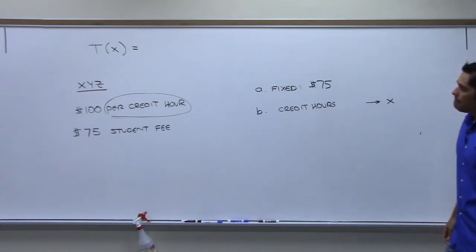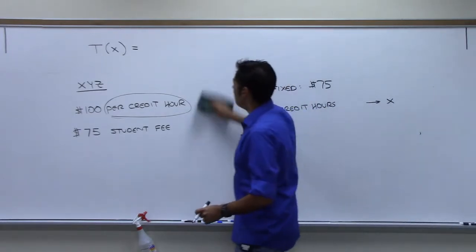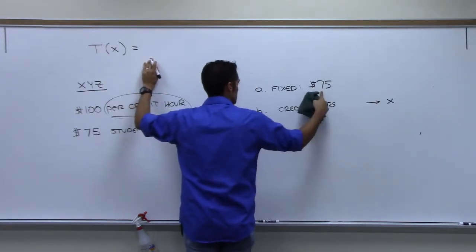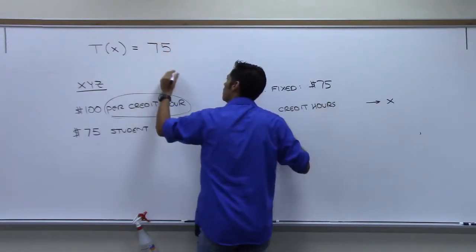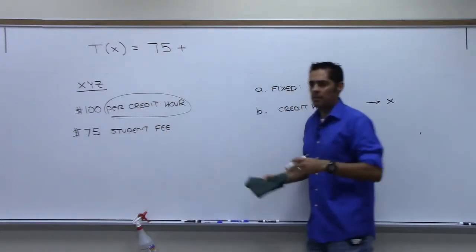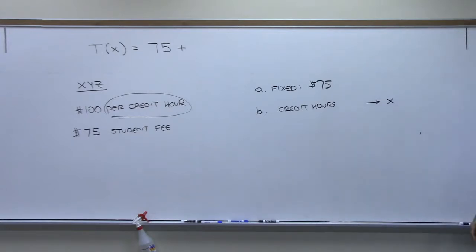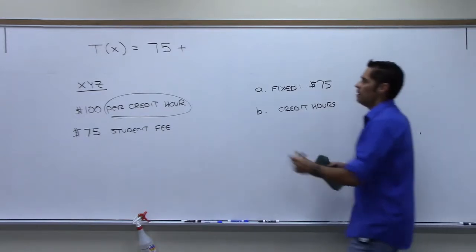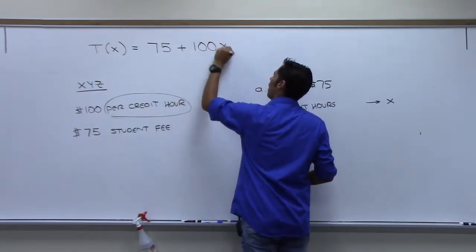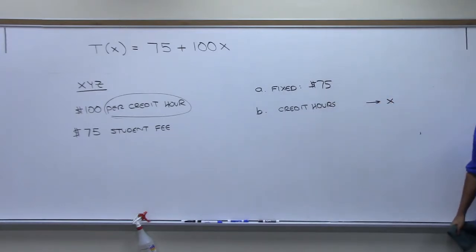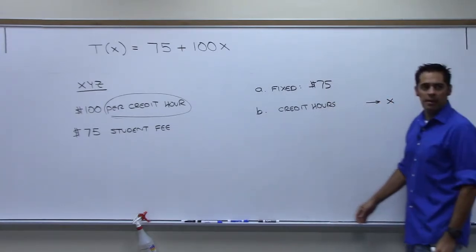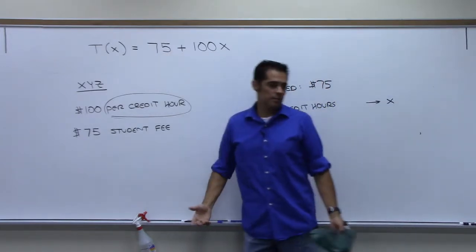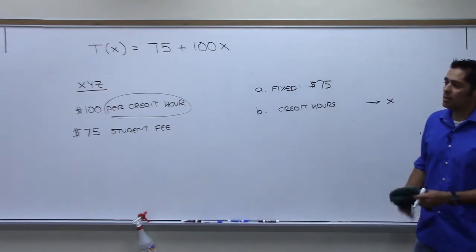So tell me about this cost. Definitely, no matter what, it has to be what? If you're going to go to school there, no matter how many hours, got your fixed, right? 75 plus, because you have to pay something in addition to that, what? $100 per credit hour, and if x is the number of credit hours you're going to take, then it's going to be 100x. So if you take 1 credit hour, you're going to pay $175, right? 2 credit hours, 200 plus 75, 275. And that is a linear equation.